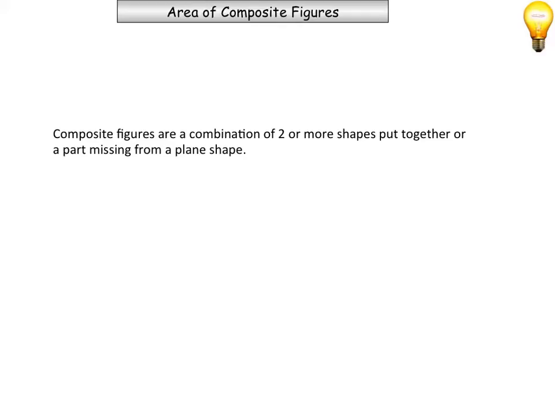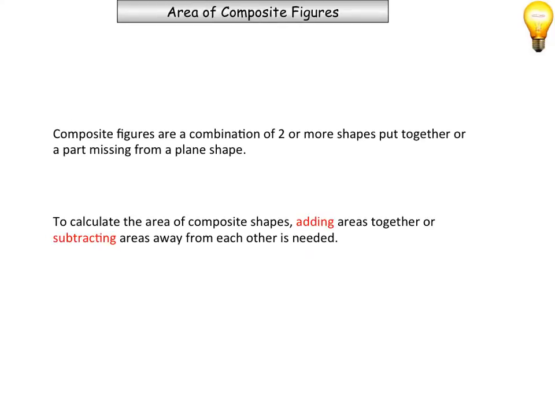You would have done it last year, and basically a composite figure is a combination of two or more shapes put together, or it could even be a shape with a part missing from that original shape. The way we work this out is finding the areas of individual shapes and maybe adding them together, or finding the areas of individual shapes and subtracting one from another.